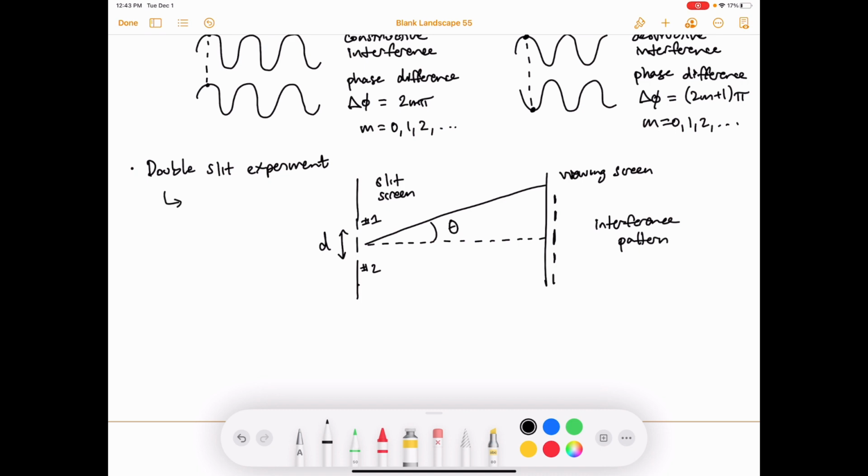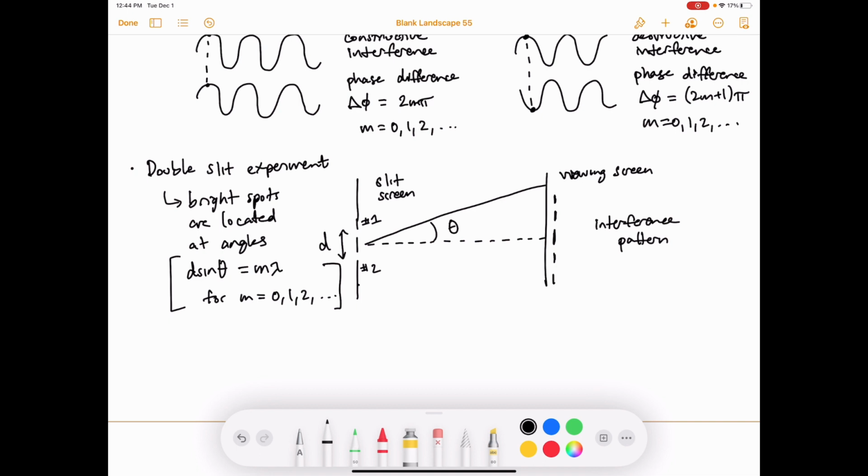And one thing that we worked out in class is that the bright spots are located at angles where d sine theta equals m lambda, for m equals 0, 1, 2, and so on. So basically, where did this come from? It came from applying the constructive interference condition, because we have bright spots, to this situation. And we ended up with this formula after going through a derivation.